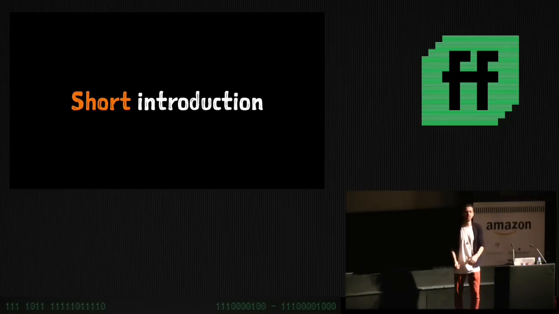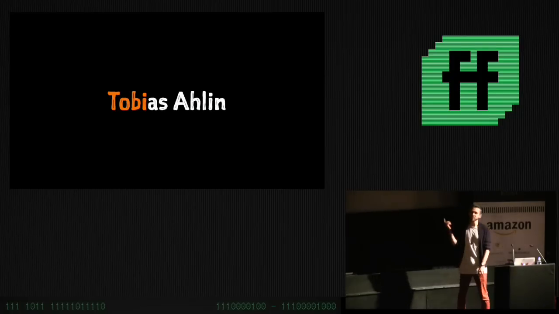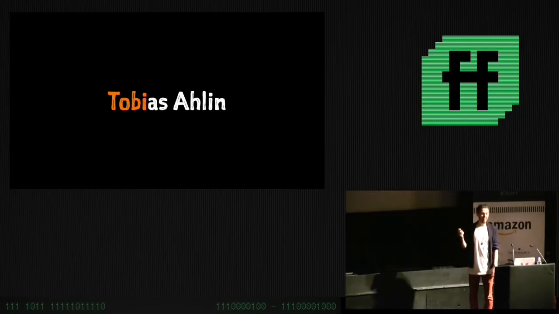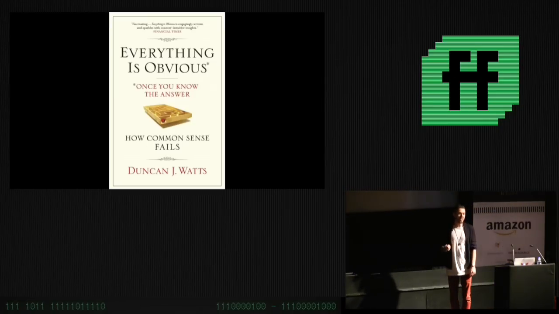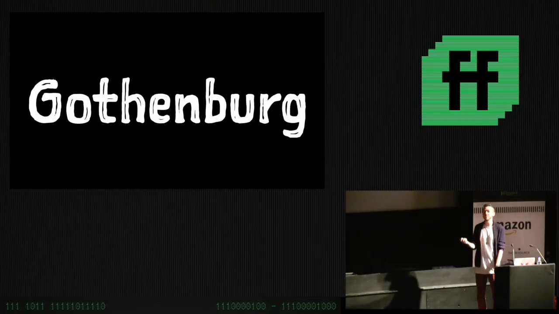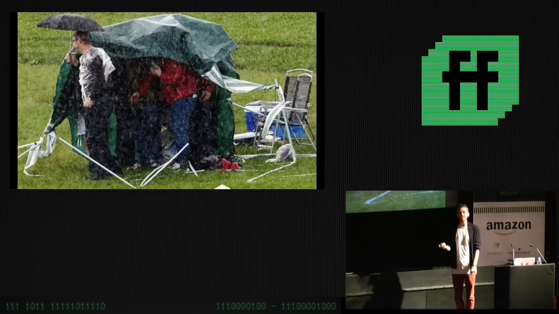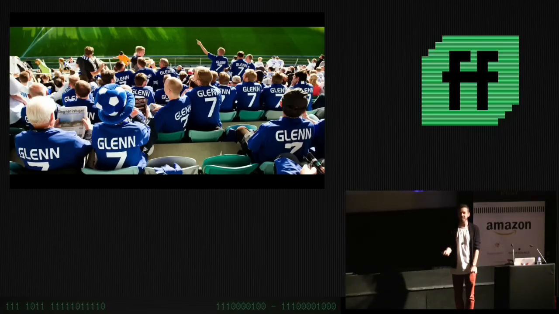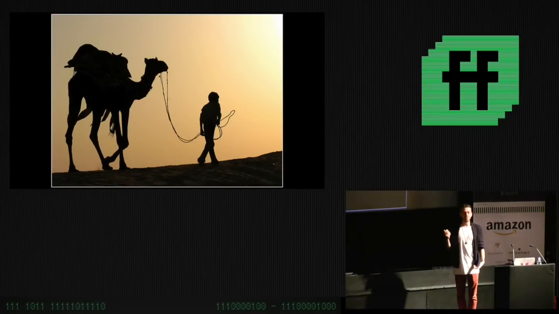Before that, though, a short introduction. Toby, that's me, that's what most people call me. This is my full name, Tobias Ahlin. This is where you'll find me on Twitter and GitHub and everything else. Short about me: this is the latest book that I read. This is one of my favorite albums. This is a town that I come from, on the west coast of Sweden. It always rains there, so kind of like Brighton. I currently don't live there anymore. I'm a nomad, so I just go around and do stuff right now. I'm in Brighton and I live here, and that feels great.